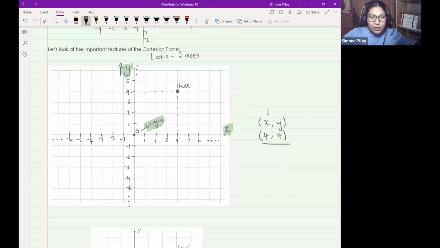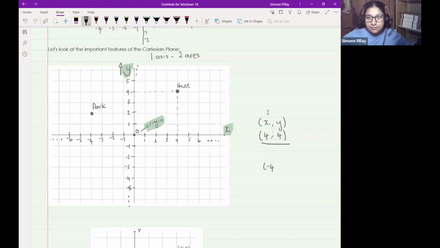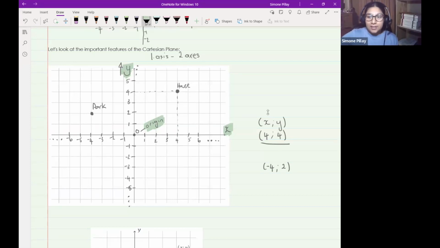Now, Leila, let's look at this one over here. Maybe this is the park. Can you tell me the coordinates of the park? The x coordinate is -4, and the y coordinate is 2. 2, exactly. I don't know if this was what you were asking, but look at what we have here. We have a negative and a positive in terms of coordinates. So does that answer your question? Are you happy with that now? Yes, ma'am. Okay, great. Thank you.